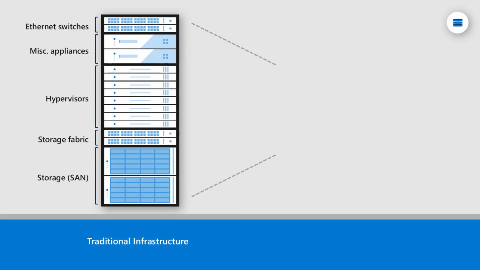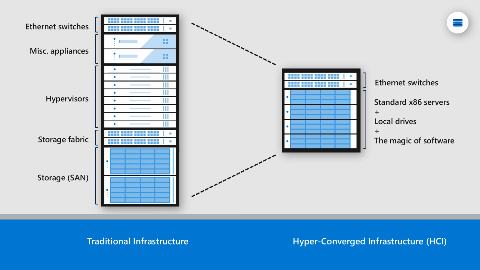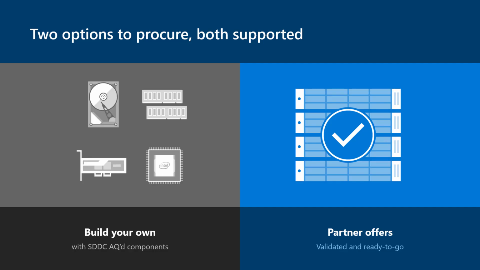Let's talk a little bit about hyper-converged infrastructure. When we look at a traditional configuration on the left-hand side, we have our storage, our SANs, the storage fabric, and the hypervisors. These are usually industry standard servers. We have a lot of additional appliances and the Ethernet switches. In the hyper-converged infrastructure, we only use industry standard servers and the Ethernet switches, and the rest is done by the software, by Windows Server 2016 or Windows Server 2019. So Windows Server 2019 provides the software-defined storage, the software-defined networking, and of course also the virtualization of the compute workload via Hyper-V.